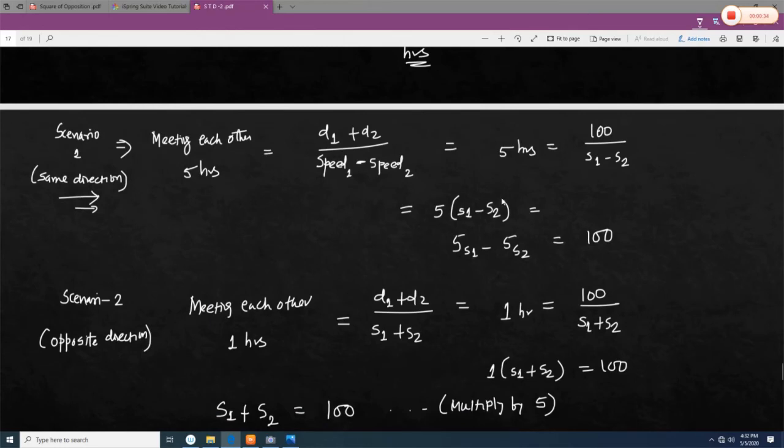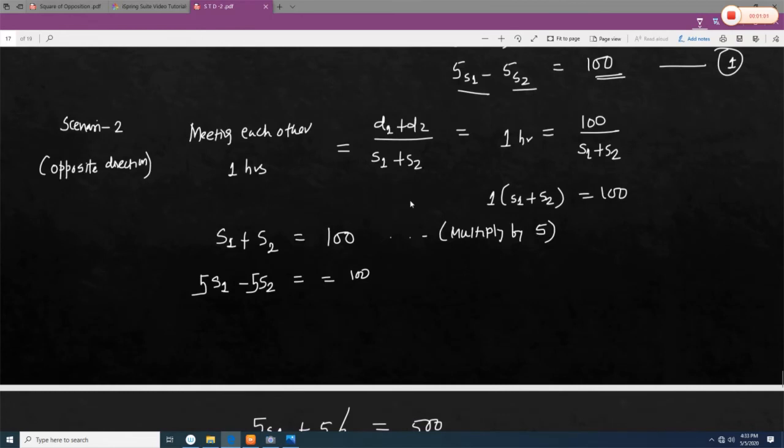In scenario number 1, they meet each other in 5 hours and the distance is d1 plus d2. Because they are running in the same direction, the relative speed will be speed 1 minus speed 2. So 500 kilometers is d1 and d2 is 100 kilometers. So it will be 5s1 minus 5s2 is equal to 100. This is our first equation. Now in the second scenario, they meet each other in 1 hour if they are running in the opposite direction. So 1 hour, 100 kilometers, and the relative speed will be s1 plus s2. So s1 plus s2 is equal to 100.